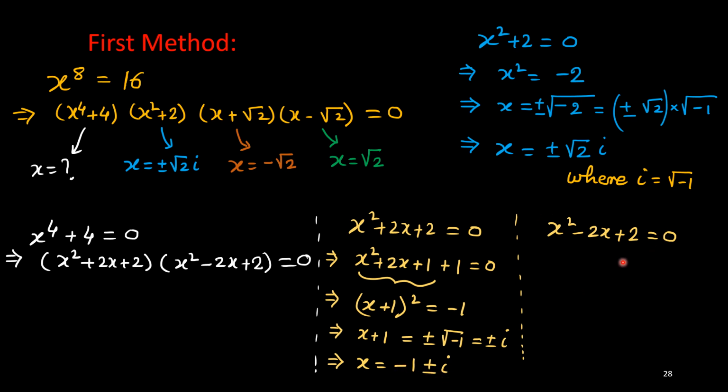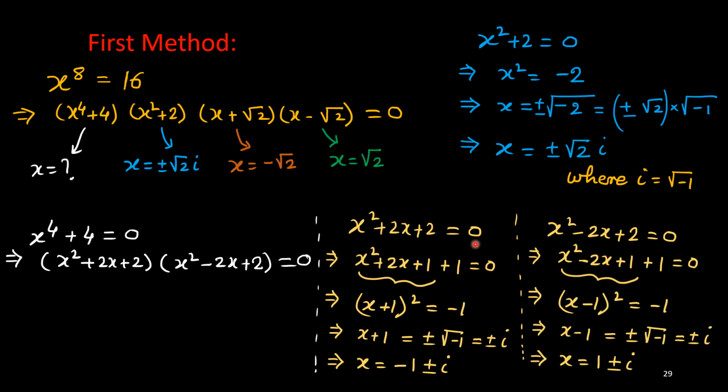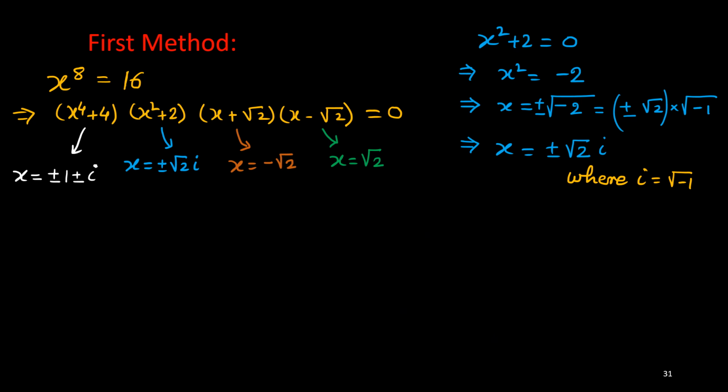Similarly, from this factor we will have another two solutions. The only difference is that here it was positive, here it is negative. Thus here we get x minus 1 equals plus minus i. Thus x equals plus 1 plus minus i. Two solutions: one is 1 plus i, another is 1 minus i. So we have 4 such solutions, plus minus 1 plus minus i. Right, now we'll try to understand the pattern of these solutions.